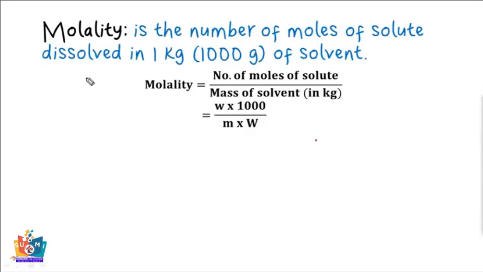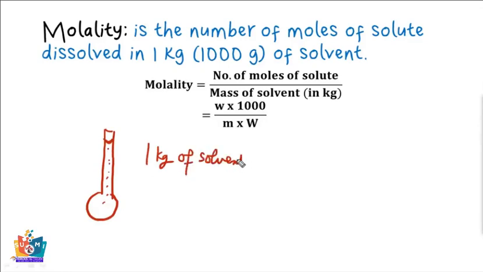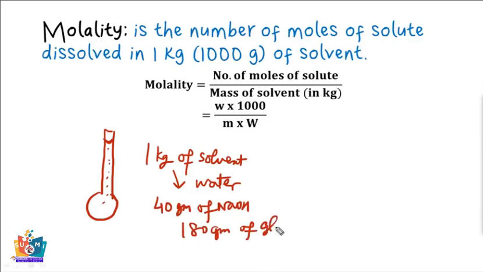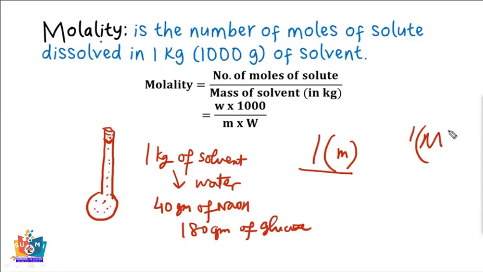Now, molality is different. This is a different unit of concentration. Assume that you have taken a volumetric flask with a capacity of 1 liter. There is a mark here and it is already filled with 1 kg of solvent, which means 1000 gram of solvent. Generally, it is water. 1000 gram of water or 1 kg of water. Then you add 40 gram of NaOH or 180 grams of glucose or 36.5 gram of HCl. This solution becomes a 1 molal solution. Small m represents molality and capital M represents molarity.